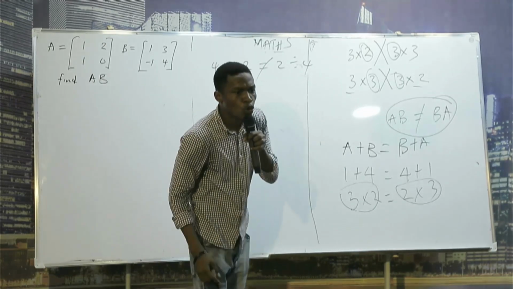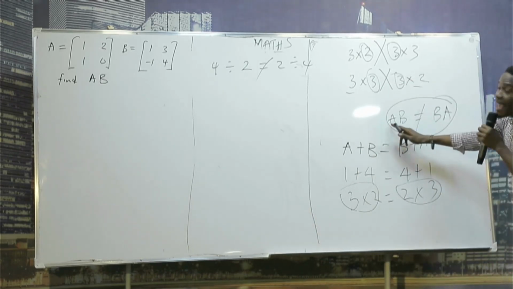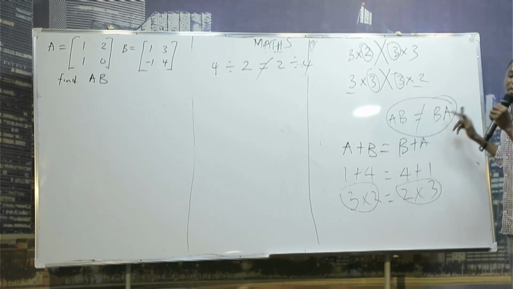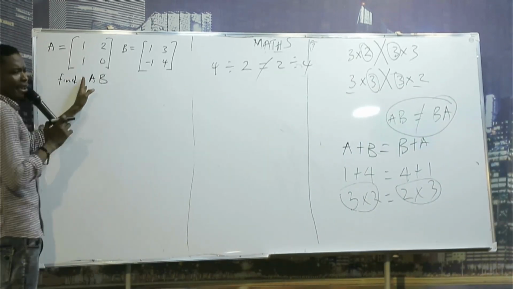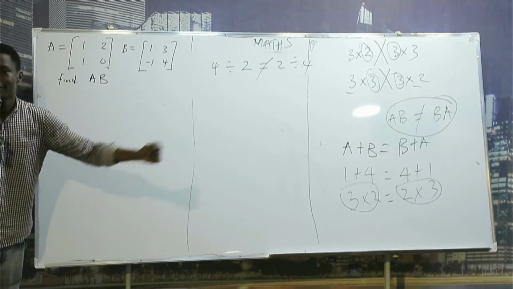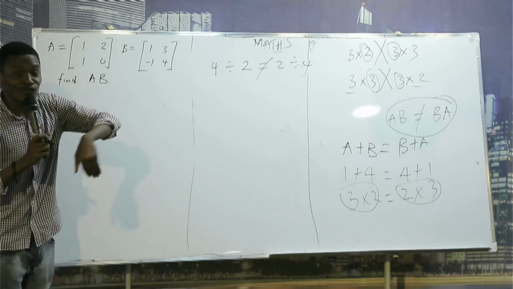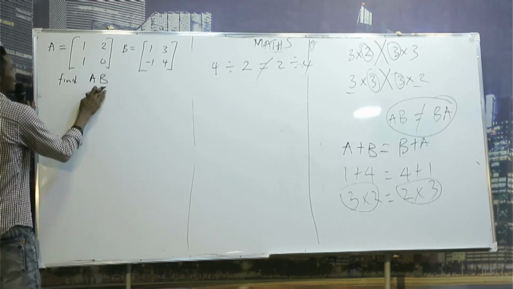So when you are multiplying matrices, AB is not the same as BA. So don't go and say, okay, if they say I should find AB, let me put B first before A. No, and trust me, that thing you will solve is also in the options. So be very careful.